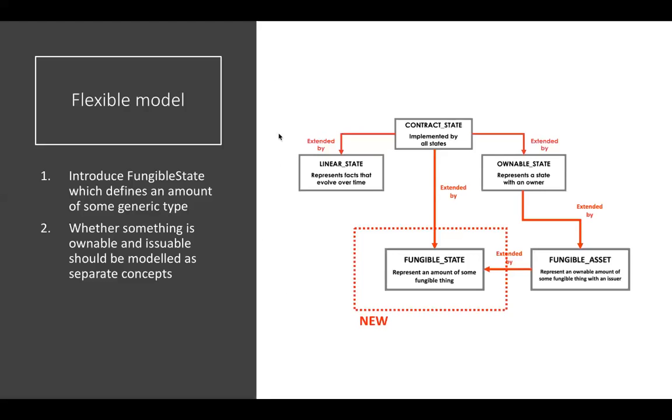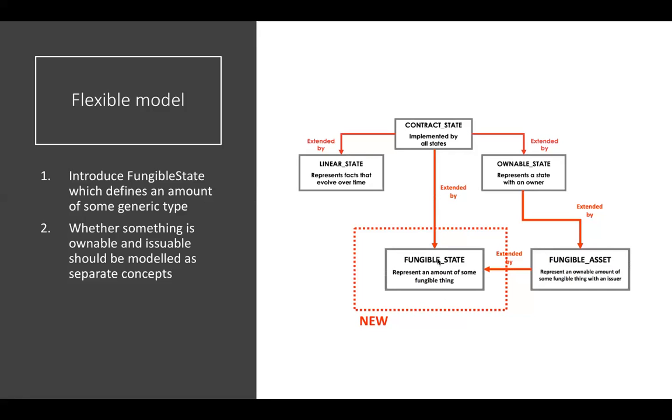Right, so let's start with the flexible model. So it's actually a fairly trivial change. So those of you who are familiar with Corda know that there is a fungible asset state. As I mentioned, I think it's kind of inflexible. So what I've done is I've created this new fungible state interface, and it only defines, it makes you define that your state must have an amount of any type of thing. And we leave the question of ownership or issuance to other types.